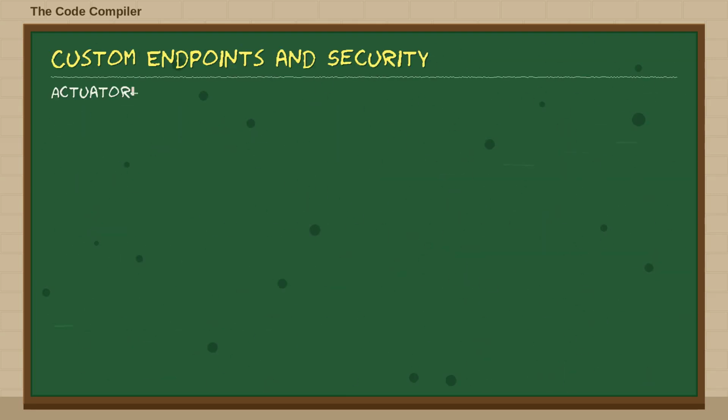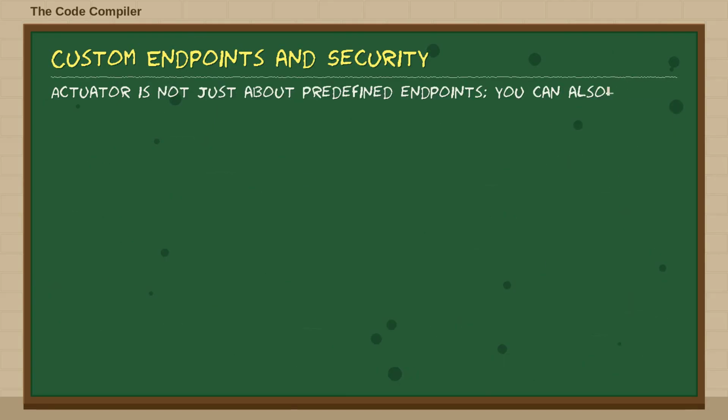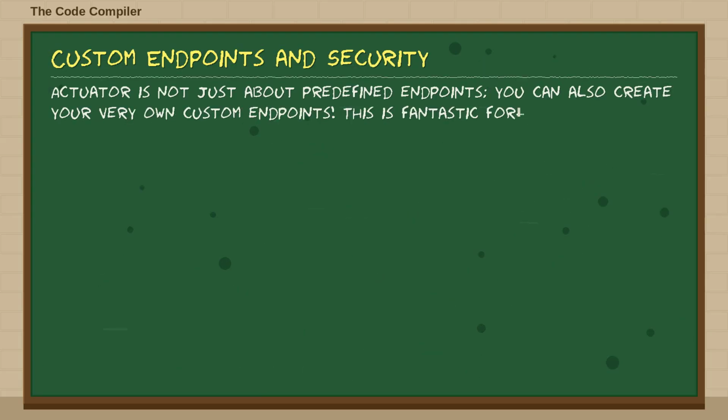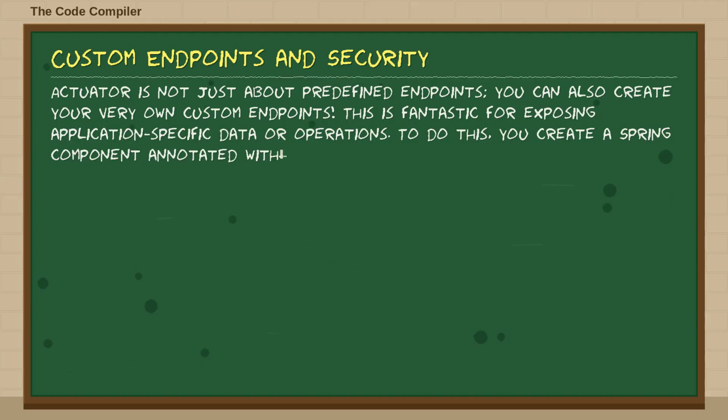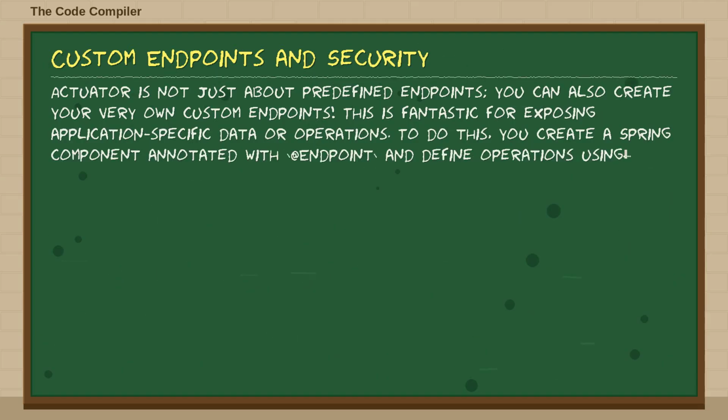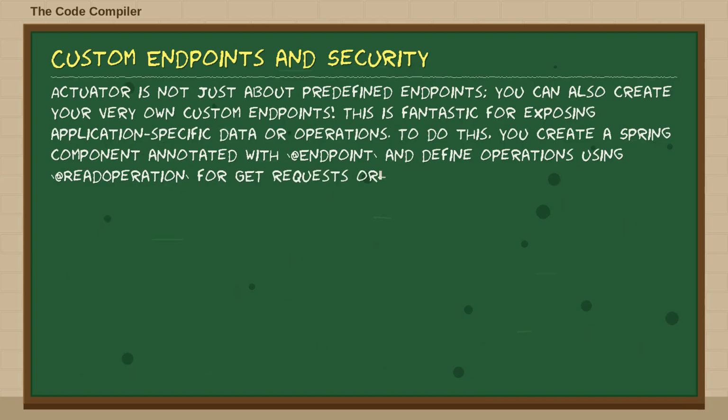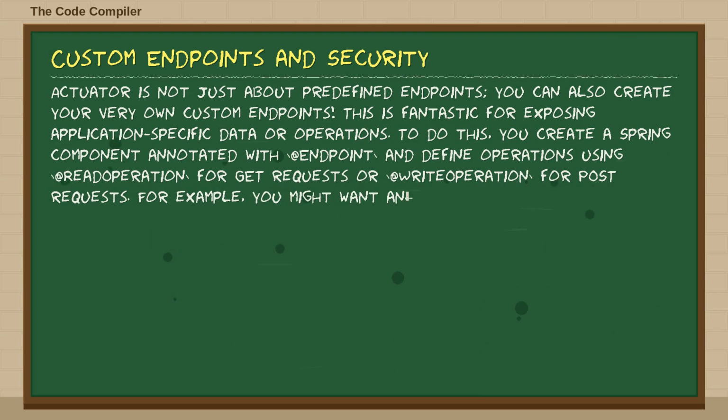Actuator is not just about predefined endpoints, you can also create your very own custom endpoints. This is fantastic for exposing application-specific data or operations. To do this, you create a Spring component annotated with @Endpoint and define operations using @ReadOperation for GET requests or @WriteOperation for POST requests. For example, you might want an endpoint that shows the current number of active user sessions.